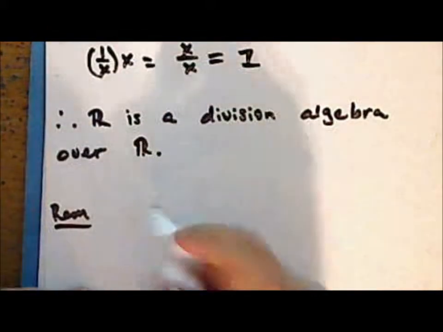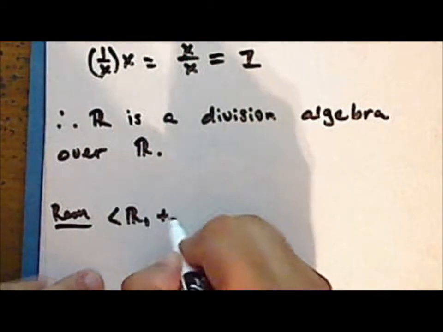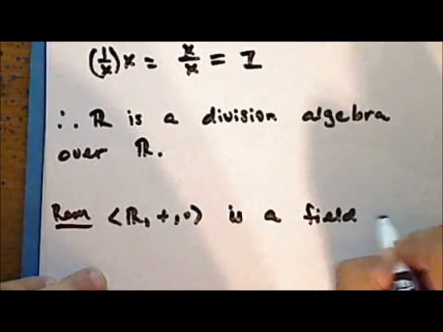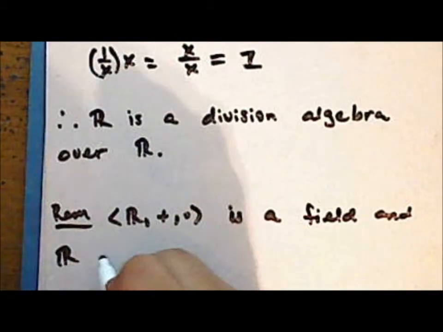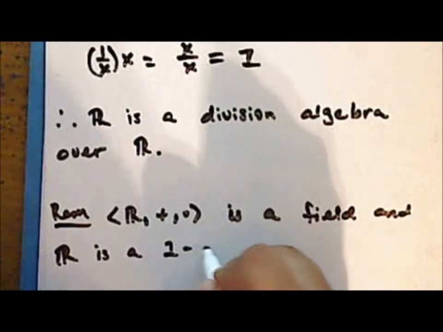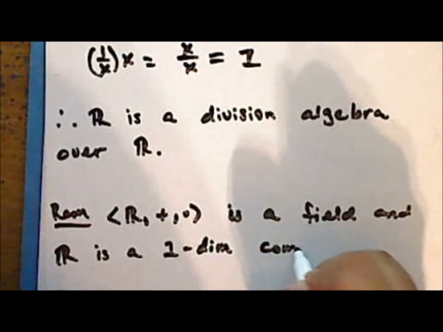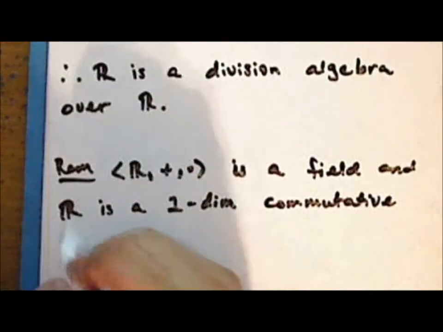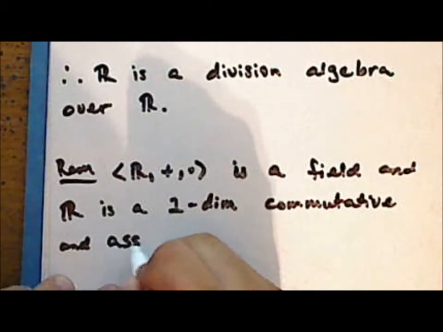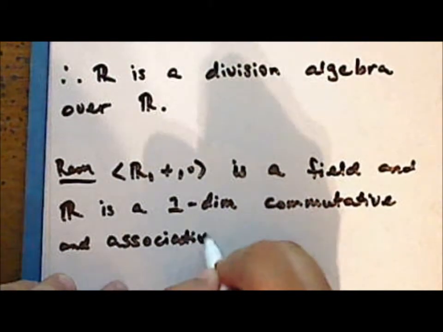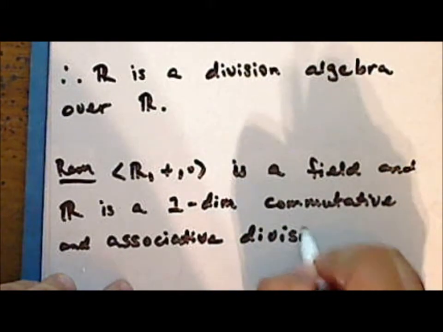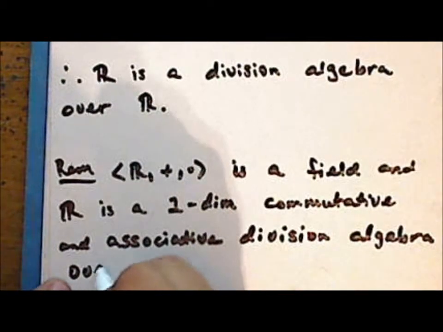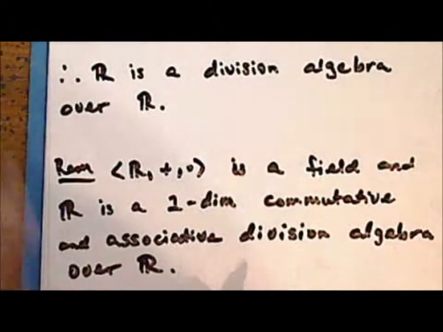So notice that the reals together with addition and multiplication is a field, and the set of real numbers is a one-dimensional commutative and associative division algebra over itself.